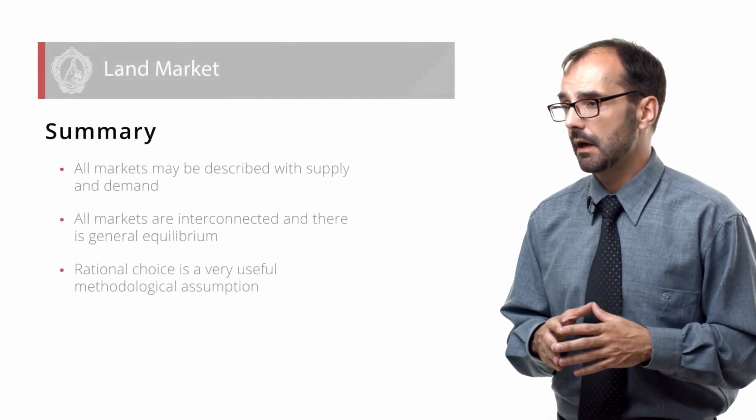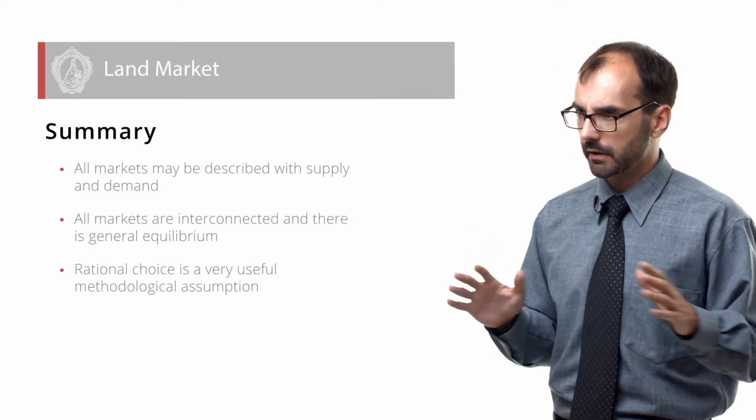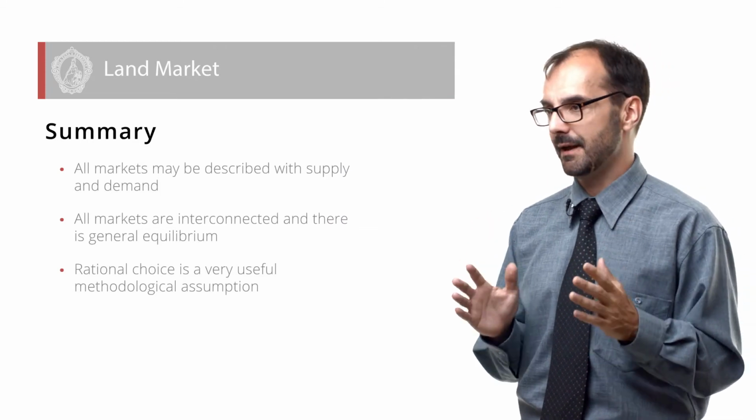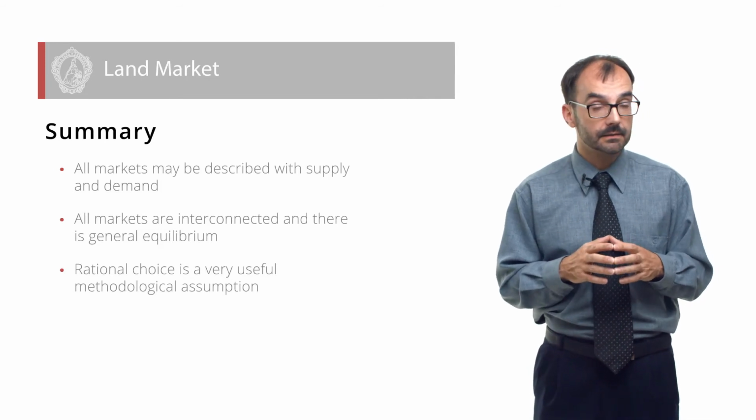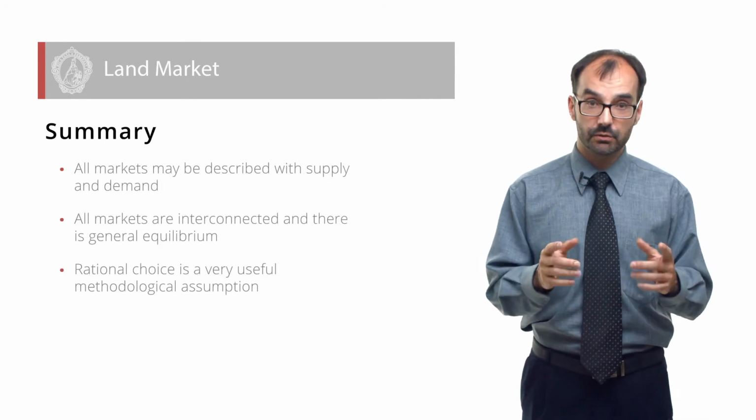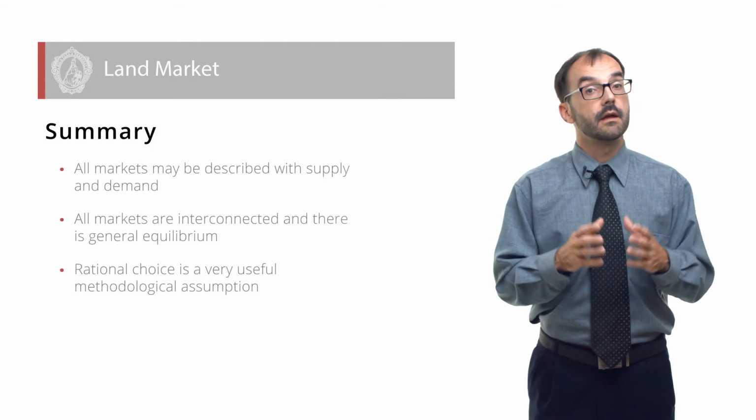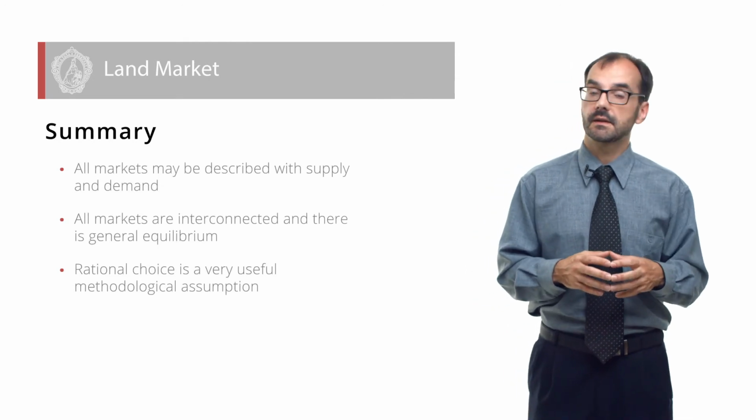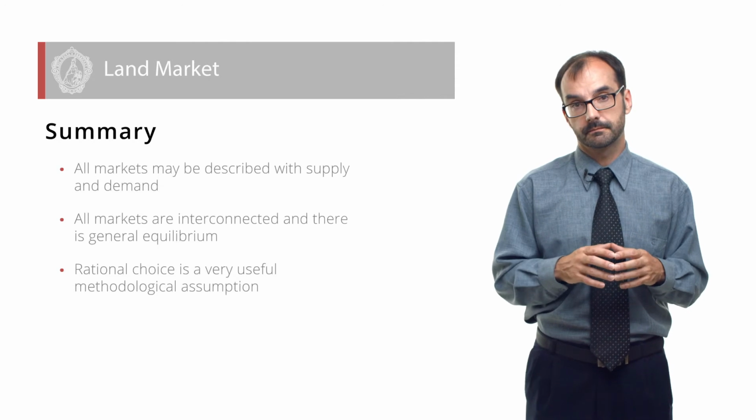Now, let's summarize. What did you learn from this topic? All markets may be described with supply and demand. All markets are interconnected, and there is a general equilibrium in all these markets. Rational choice and the maximization hypothesis is a very useful methodological assumption.